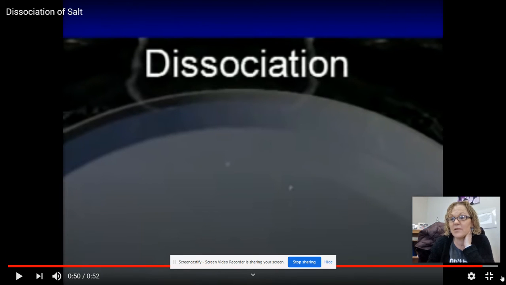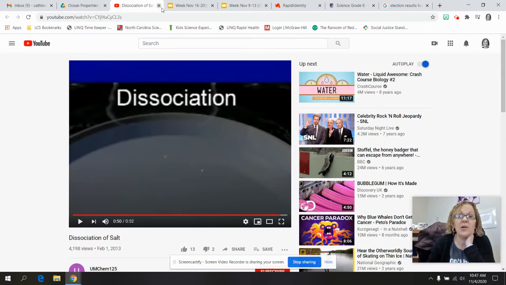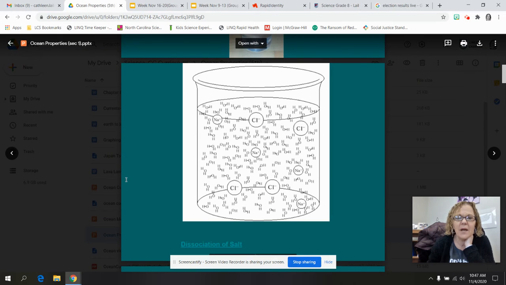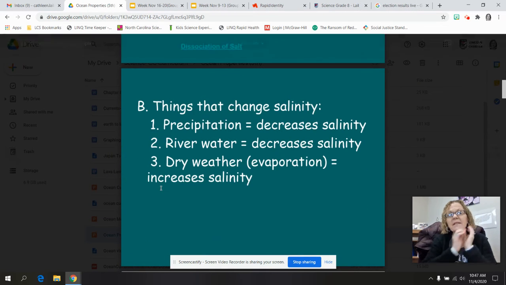And that is dissociation, meaning dissolving. So, things that can alter that average 3.5% salinity level: heavy rains, precipitation. Now remember, guys, we're only talking seawater. Lakes and rivers are fresh water. So I'm not talking about lakes and rivers and streams. I'm talking about the oceans.